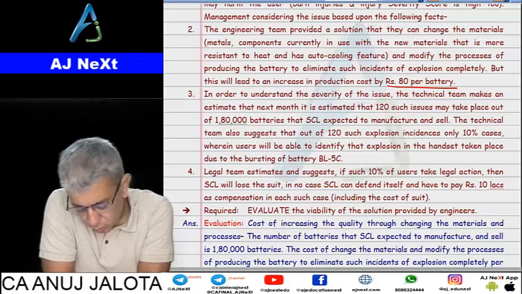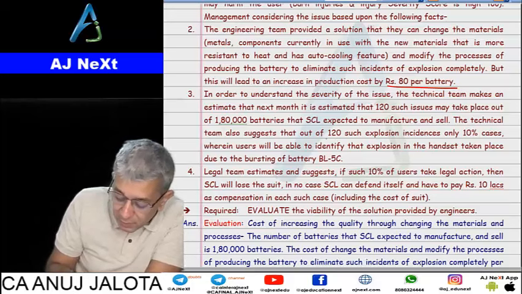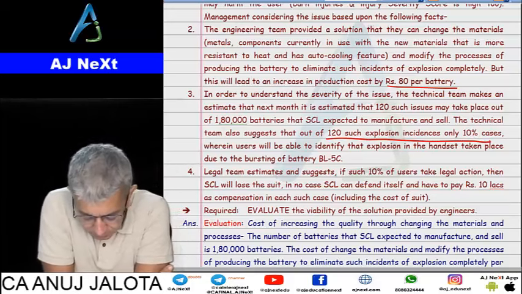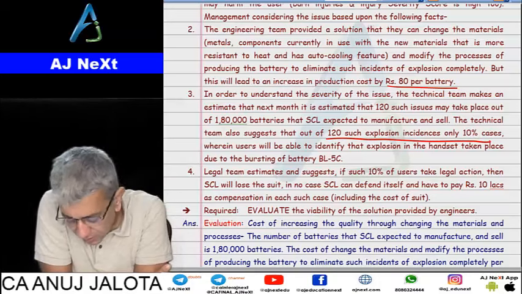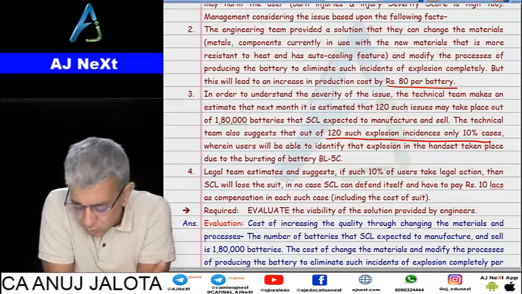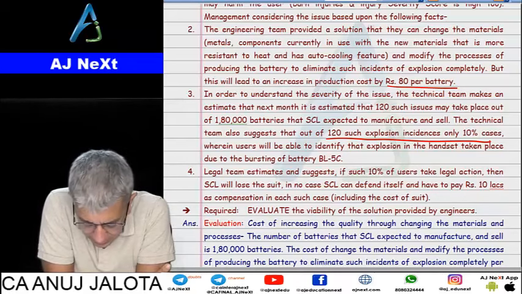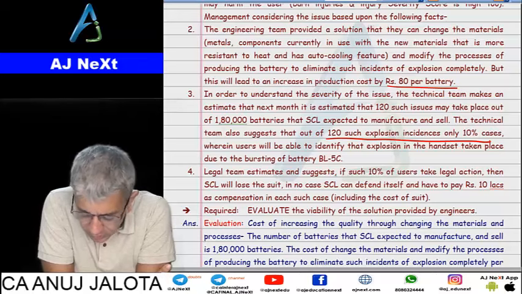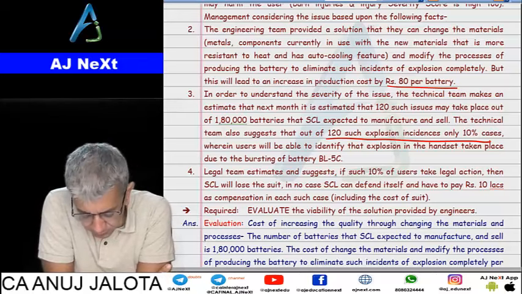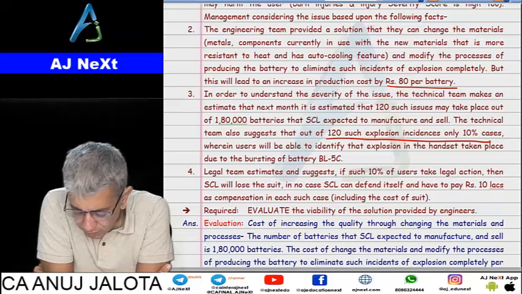will lose the suit. So, if those 12 people, that is 120 into 10%, file a case, in no case can SCL defend itself. We will lose that case, and we'll have to pay 10 lakh rupees as compensation in each case, including the cost of the suit. Evaluate the viability of the solution provided by the engineers.